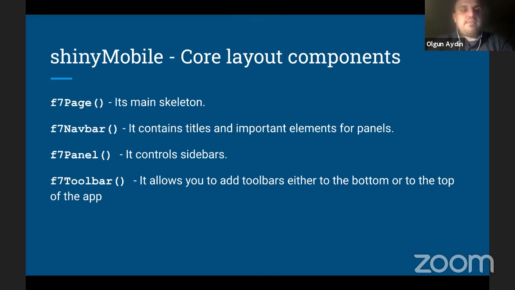So this is f7Page. This is a function, and it's basically allowing you to create this ShinyMobile web page, and we can call it the main skeleton of the application. And there is also the f7Navbar component. Basically, this is another important part. You put the titles and important elements for the panels inside of this navbar function. And f7Panel allows you to control sidebars on the left or on the right-hand side.